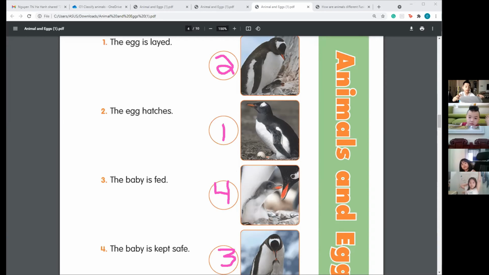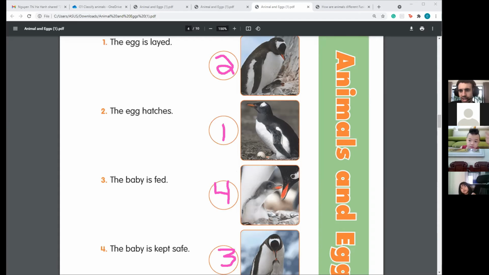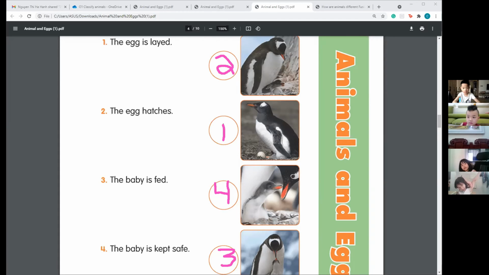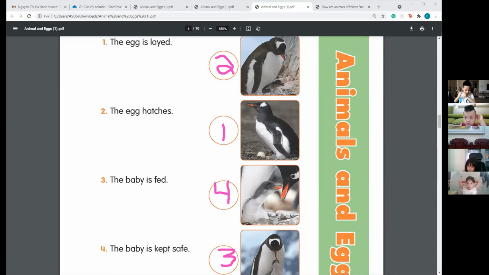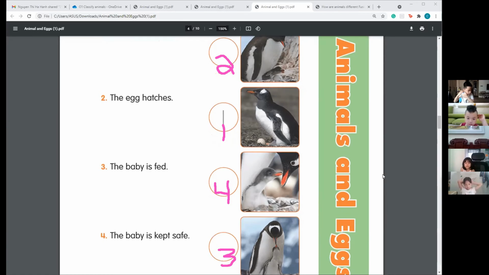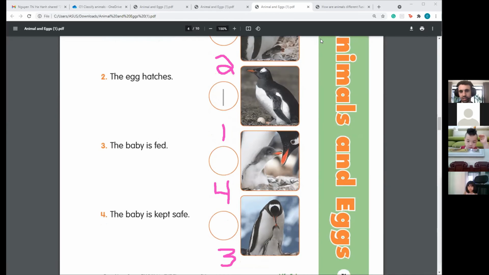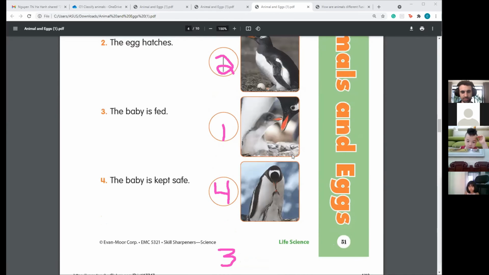What's this animal called? Okay, Sue, I'm going to call on you again. See if you can unmute. I can hear you. What animal is this, Sue? Penguin. Oh, good job. It's a penguin. Okay. Huh. Our numbers are moving. Let me get rid of those numbers.